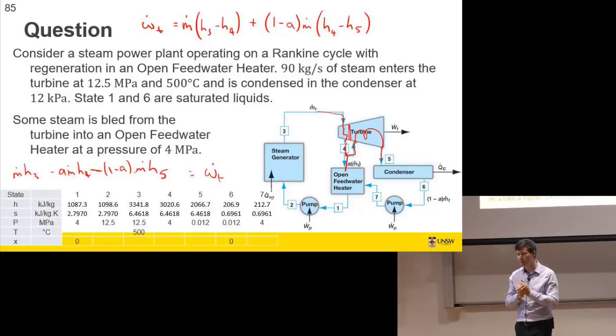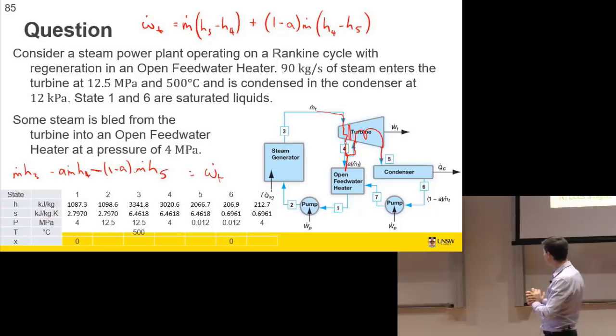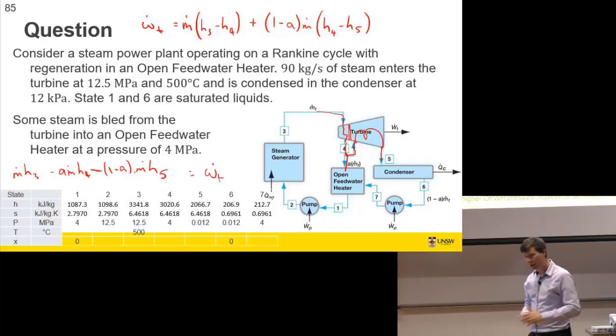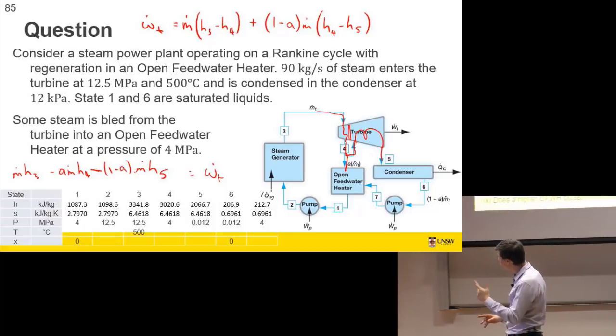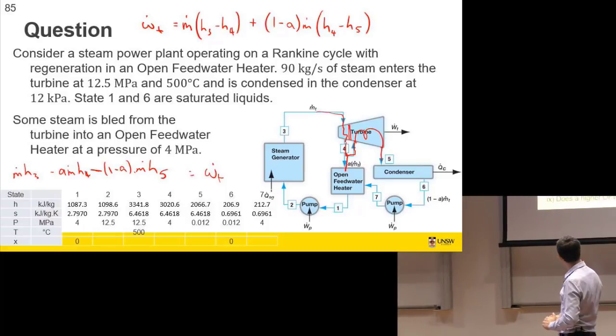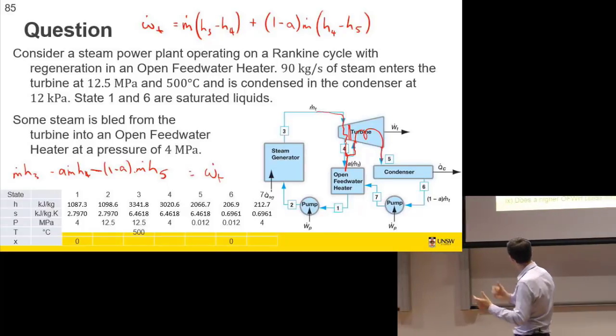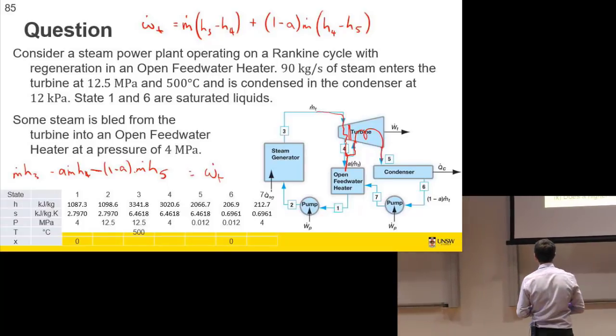I think that's pretty much where people were getting stuck, which makes sense because it's the newly introduced things. Open feed water heater and a turbine with more than one outlet are the newly introduced things this lecture. Hopefully the rest are things that come out of the problem.